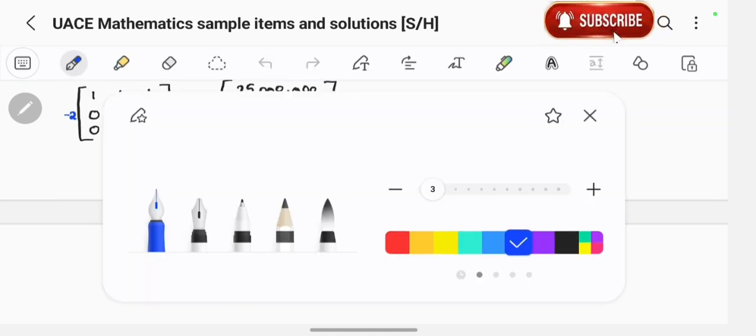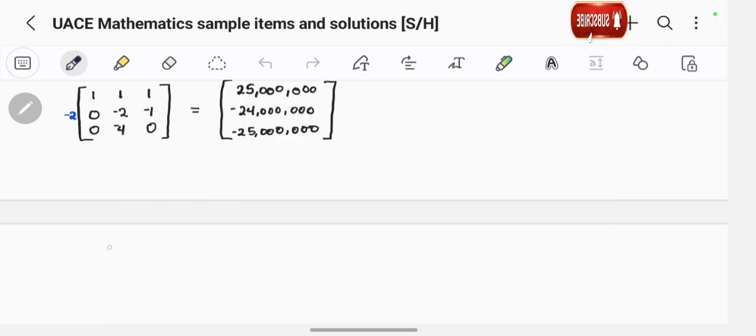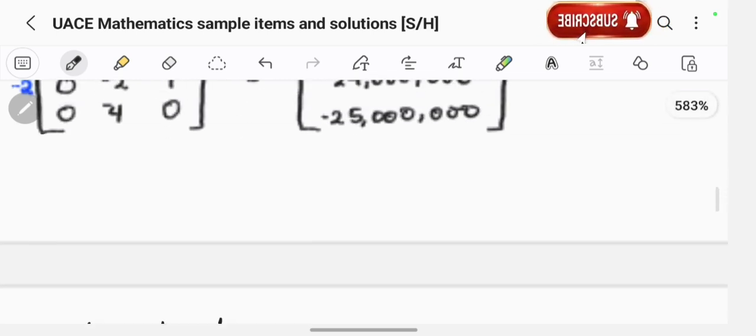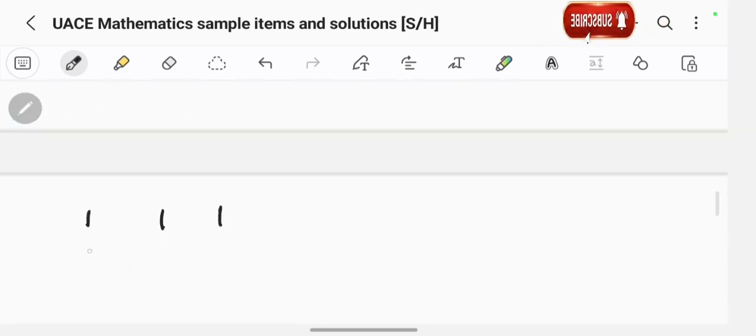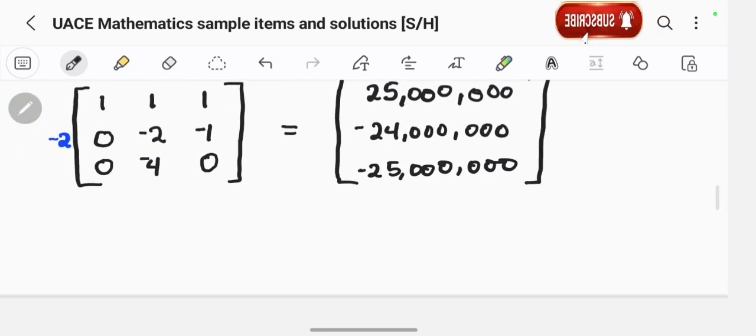Maintain the first row: 1, 1, 1. Then maintain the second row: 0, negative 2, negative 1. Then on the third row, I will start multiplying.